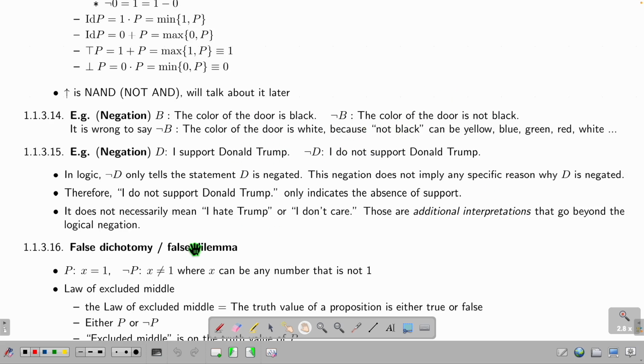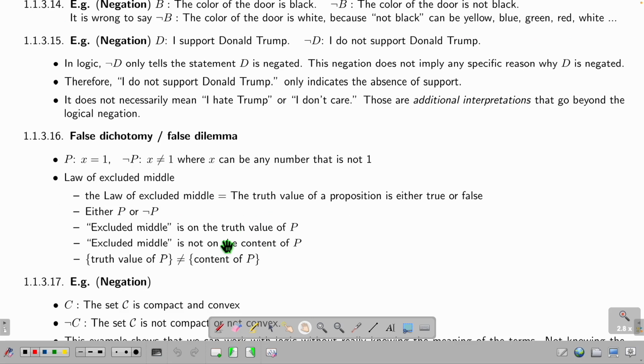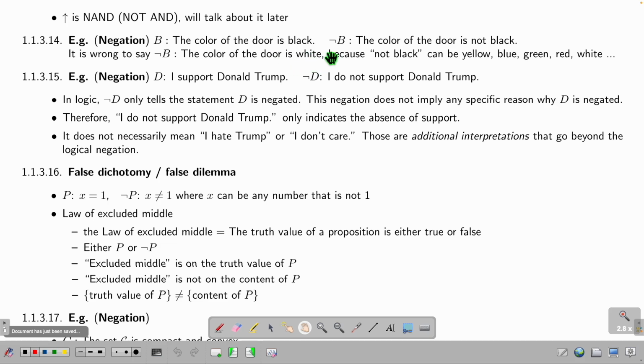And here's the funny thing. Isn't there something called forced dichotomy or forced dilemma? The law of excluded middle is only about the truth value of P. It says that P can either be true or false. The content inside P, we don't care. So, for example, the color of the door is black. Then this is a statement, a proposition, it's either true or false, right? If I consider the negation, that means not black, the content inside can be yellow, can be blue, can be green, can be red. These have more than two choices, right? But this whole thing inside is still a proposition. This statement is either true or false, right? So this either true or false is exactly what excluded middle is about. It's not about what is happening inside the sentence. We don't care, okay? We talk about logic, okay?